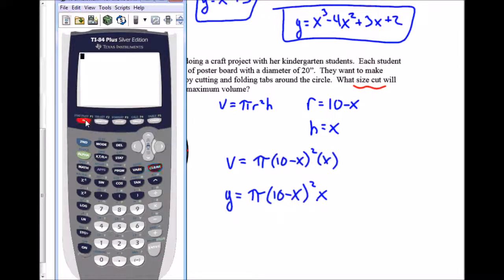This time I'm going to go into the y equals menu because I want to get the graph of this thing. So I do second and then the pi button, which is right here. And I just copy this down exactly the way it is. So I have my equation punched in. I'm going to go to graph.